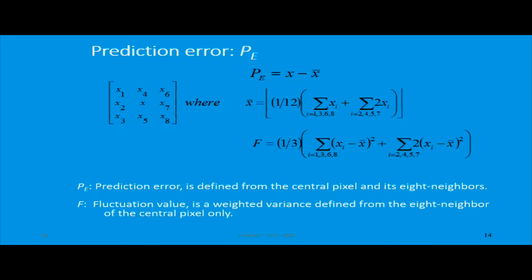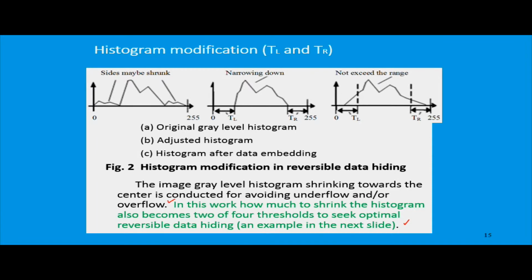This is the definition of the prediction error, using those elements surrounding the center. Then you have a difference. We have the prediction error called PE, formulated in the first equation, and the fluctuation is F in the third line of equation. This is about the histogram shifting TL and TR, because if you shift it, you leave space.